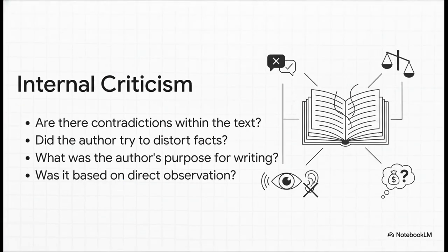Okay, so once a source passes that authenticity test, the real detective work begins with internal criticism. This is all about reliability. You have to ask, does the author contradict themselves anywhere? Did they have a clear bias, a reason to maybe bend the truth? What was their reason for writing this in the first place? And a huge one, were they actually there, an eyewitness, or are they just repeating rumors they heard? This is where it gets really interesting.